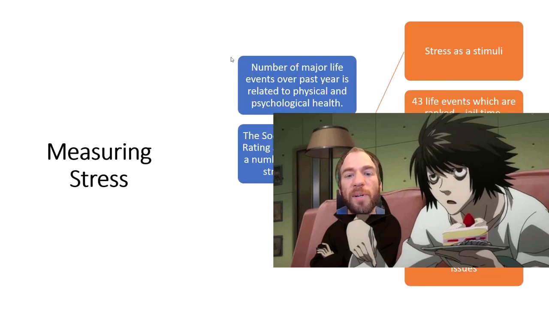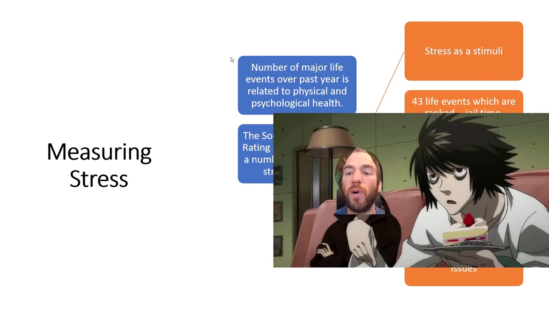So as stated, one way of measuring stress is by calculating the number of major life events over the past year an individual has experienced, and that's specifically looking at the Social Readjustment Rating Scale, the SRRS. It ranks a number of particular stressful events, the number of major life events over the past year, and it has been found to be related to physical and psychological health. This specific measure treats stress as a stimulus.